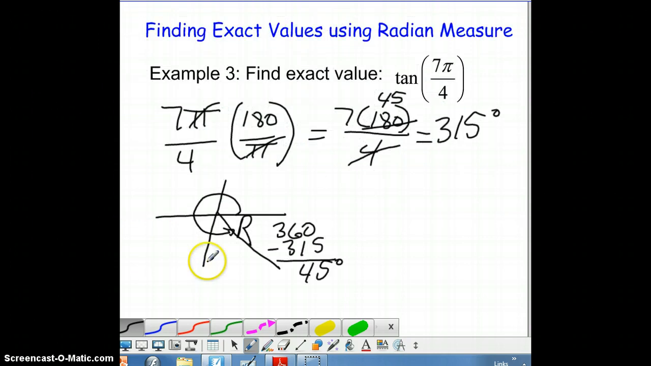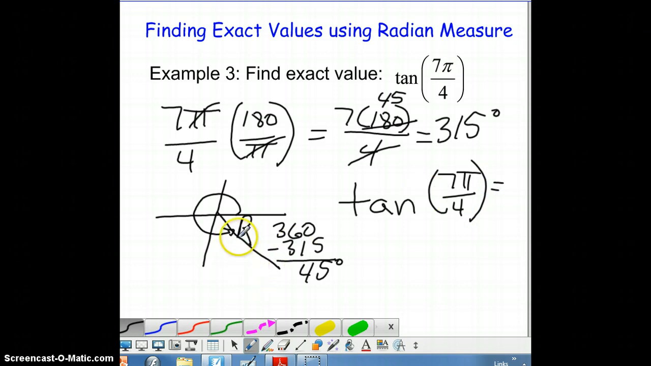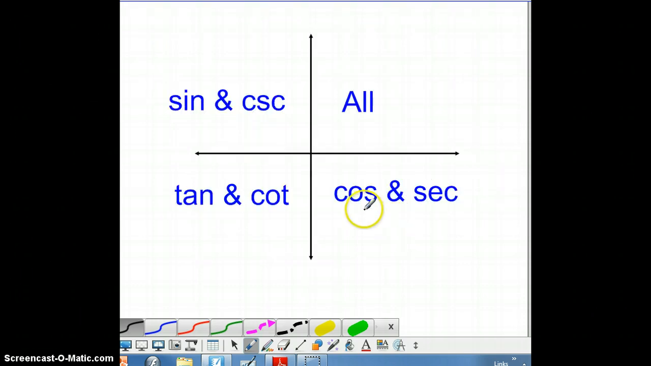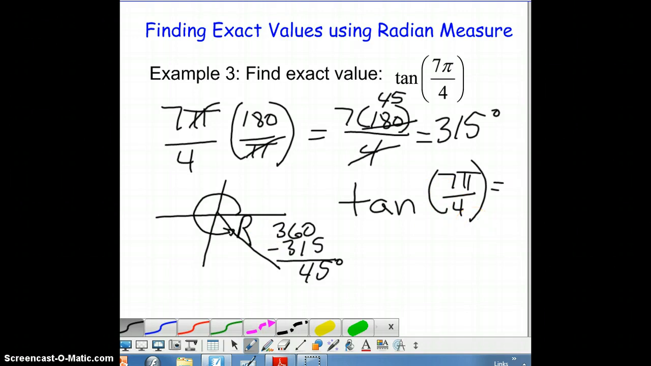So I know that the answer to this problem involves 1, but there's one more thing that you have to remember when figuring out the tan of 7 pi over 4. It may be 1 or negative 1. And to figure out which one it is, we consider the fact that this angle ends right here in the 4th quadrant. And for angles that end in the 4th quadrant, only cosine and secant are positive. So that means that the tan of any angle that ends in this quadrant is going to be negative. So the tan of 7 pi over 4 is negative 1. And that ends our lesson on finding exact values using radian measure.